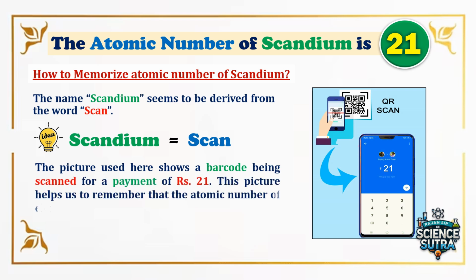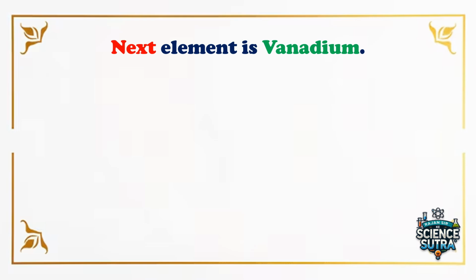Now the picture used here shows a barcode being scanned for a payment of rupees 21. This picture helps us to remember that the atomic number of the element scandium is 21. You can see that somebody is scanning the barcode to make a payment of rupees 21, and 21 is the atomic number of scandium. Now let's memorize the next element, and the next element is vanadium.